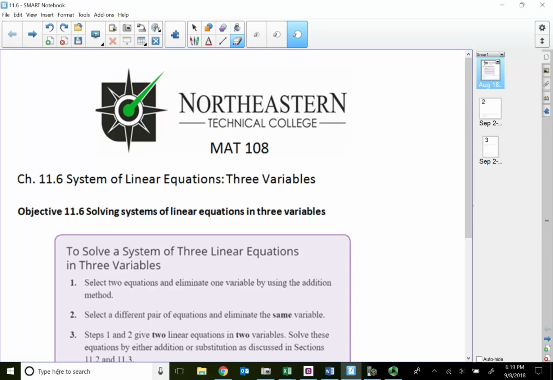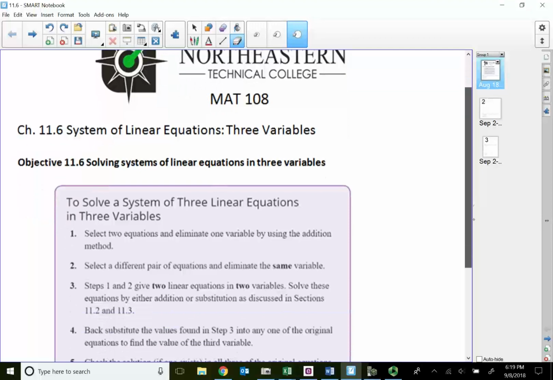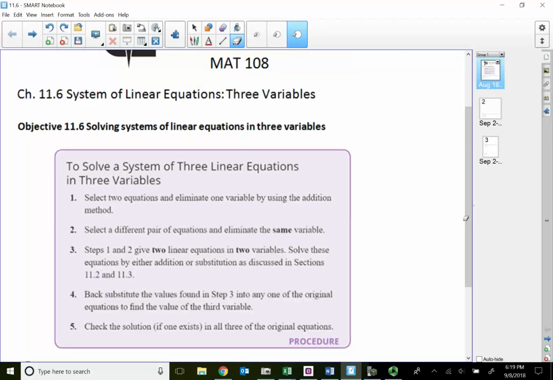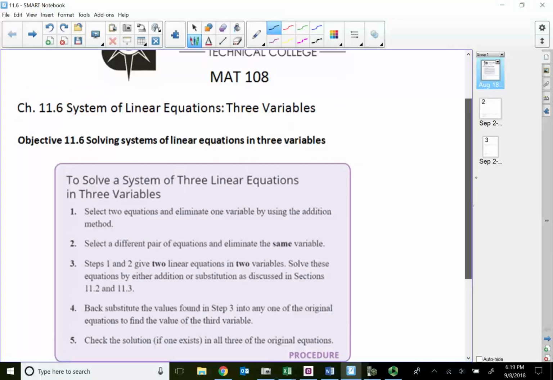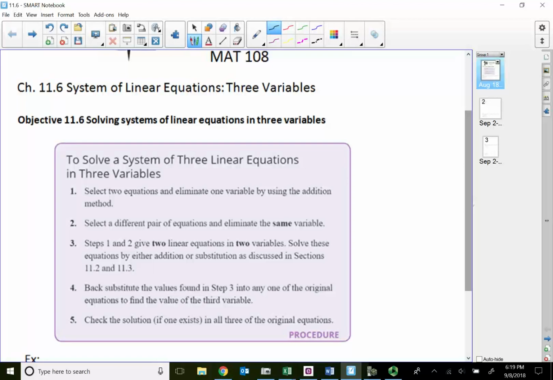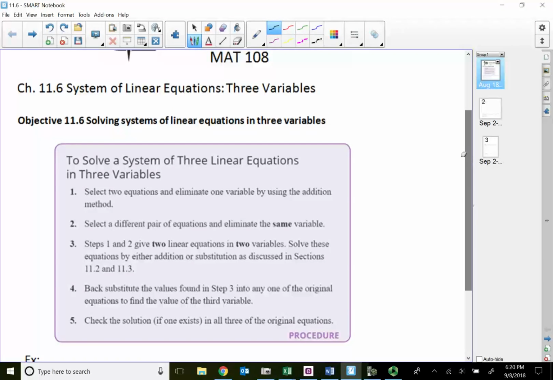Welcome to Module 11.6, Solving Systems of Linear Equations in 3 Variables. In this lecture video, I'm going to show you how to solve a system of linear equations with 3 different variables, x, y, and z. There are several different techniques for solving linear equations with more than 2 variables, but I'm going to show y'all the most basic way using the elimination method and substitution method.